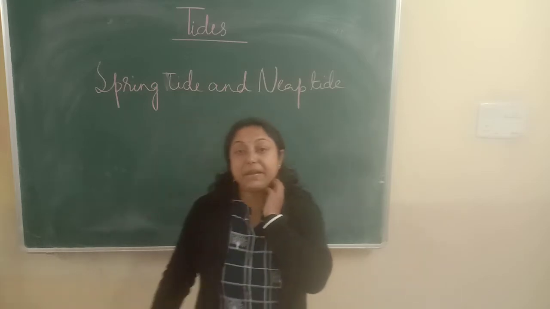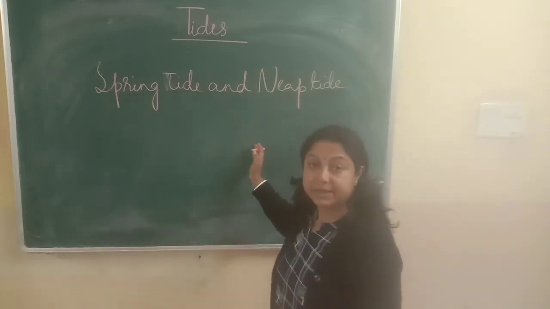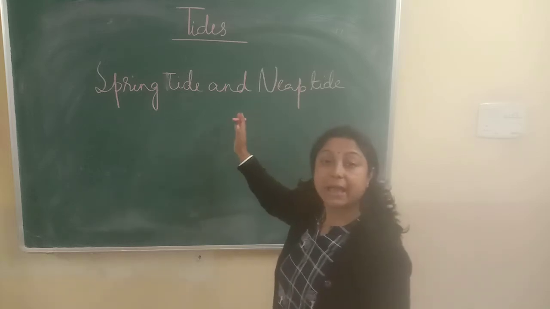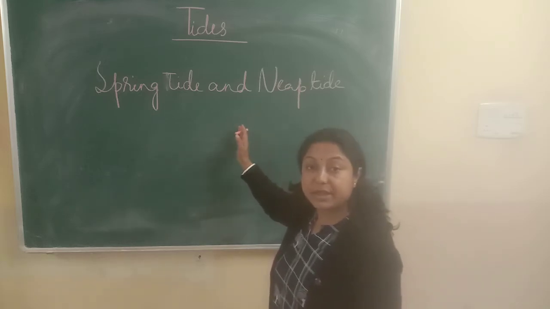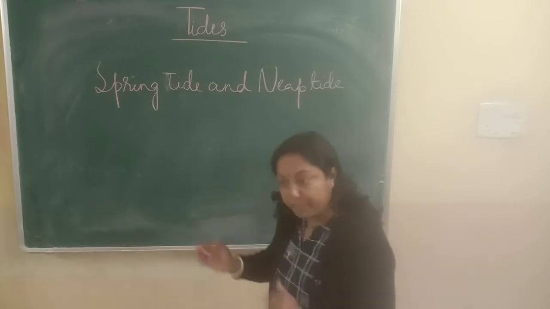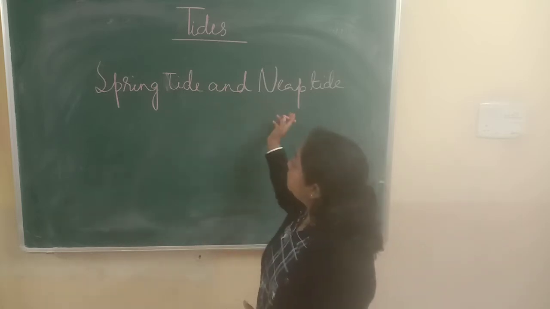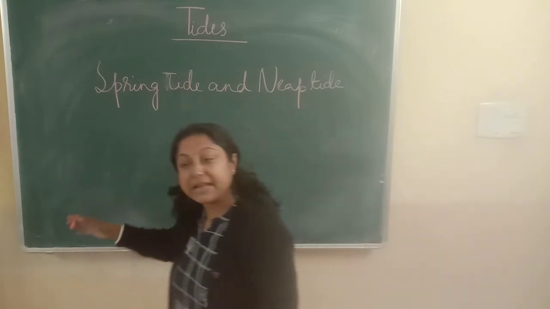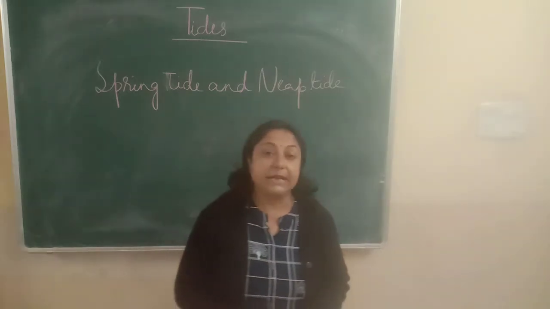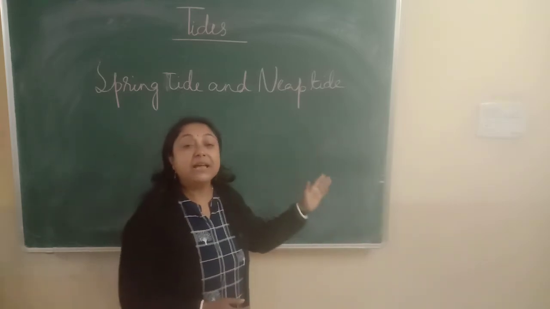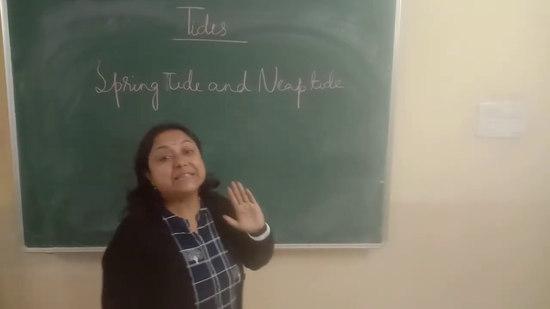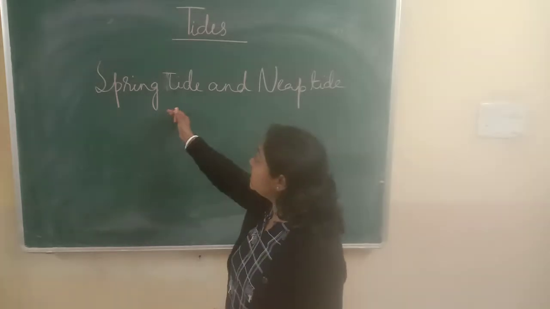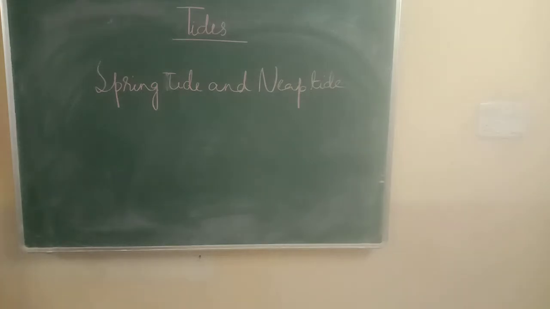Now again I repeat, they are special types of tides. They are not regular tides. They occur during a specific period of a month, and the interval between the spring tide and the nip tide is 7 days. Now children, in this class, we will first discuss what is spring tide.